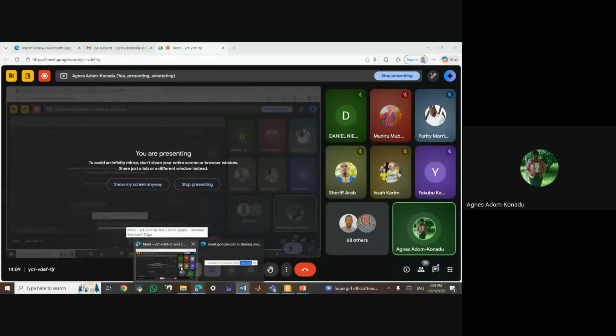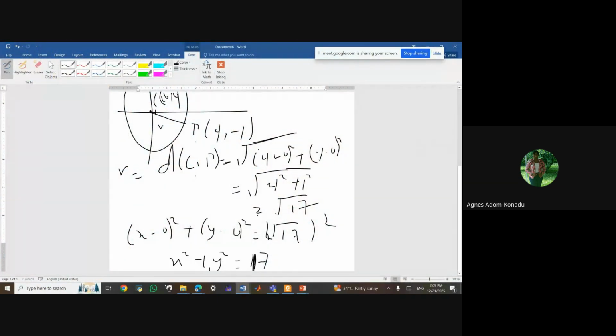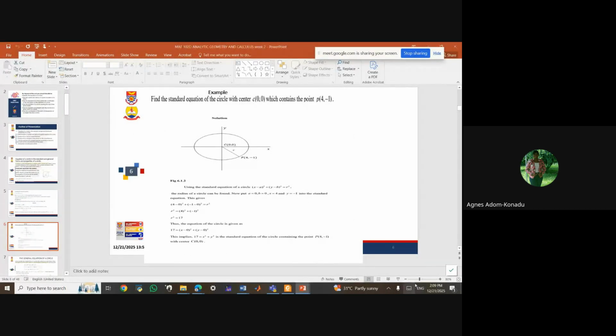Edward, I saw your hand up. Okay, so I think that for mathematics, the most important thing is to get the concepts right. So any approach that you use, you're going to arrive at the same solution. Thank you very much. So we're going to get x squared plus y squared is equal to 17.